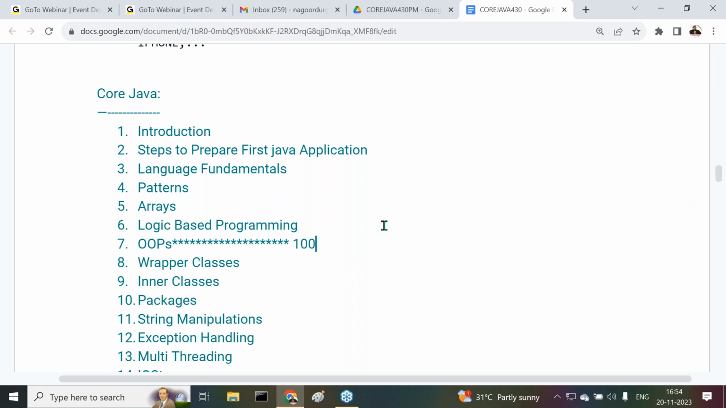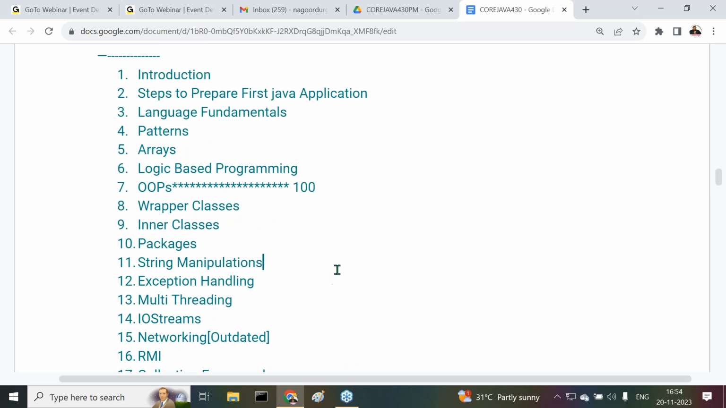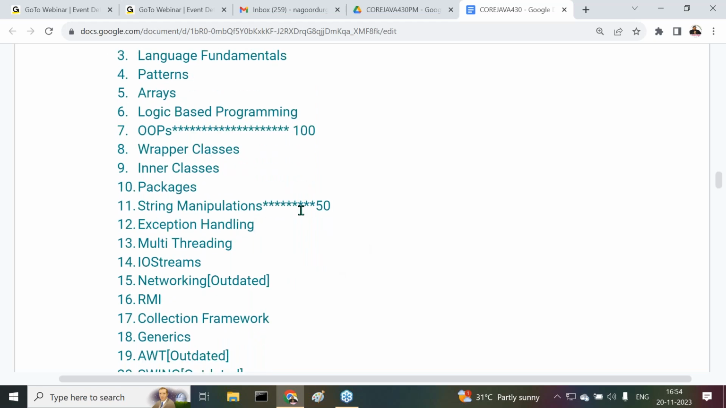Then after this, OOPs, the most important topic in entire core Java, which is object orientation, where we can give nearly 100 stars. After that, the next important topic in core Java is string manipulations. There we can keep 50 stars. Exception handling, again nearly 50 stars. Multi-threading, again nearly 50 stars.